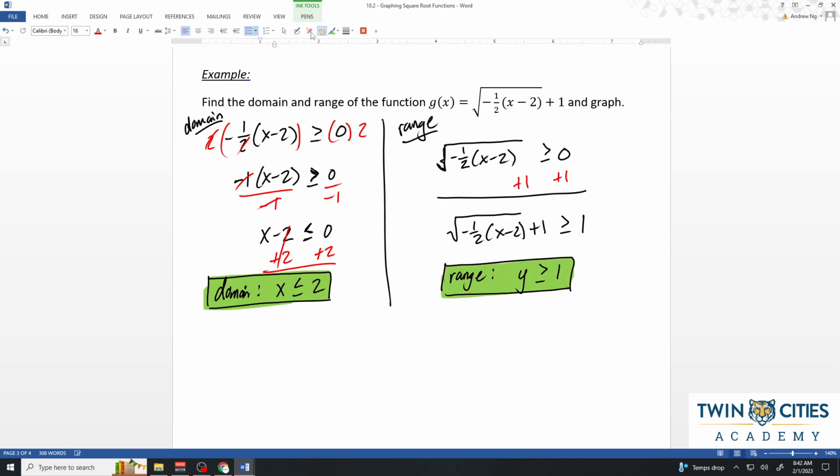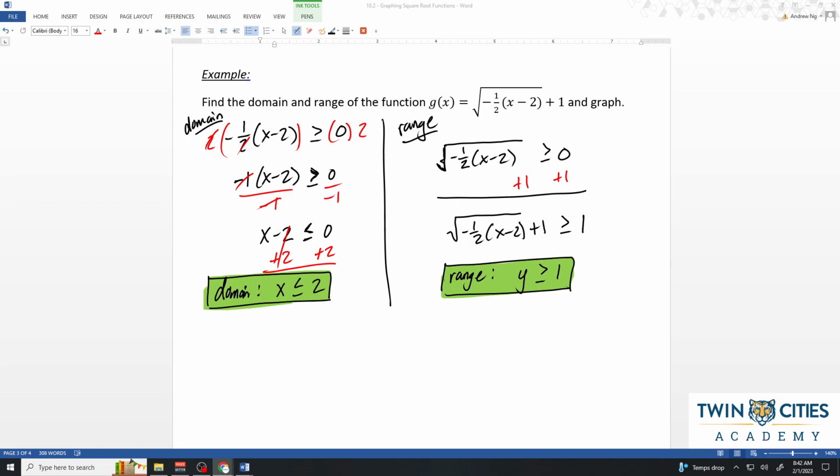And then what I would do here is make a graph. So I'd make some coordinates and then plot some points here. So I would test some points x and y. You could also start with your domain, x is less than or equal to 2, and your range, y is greater than or equal to 1, and that'll help determine what your initial point is going to be.